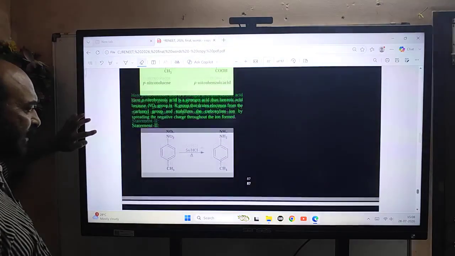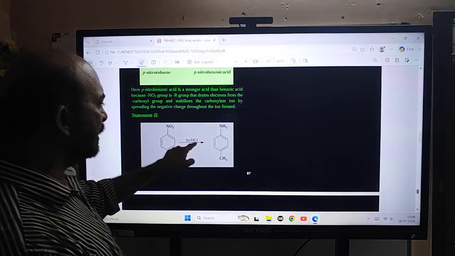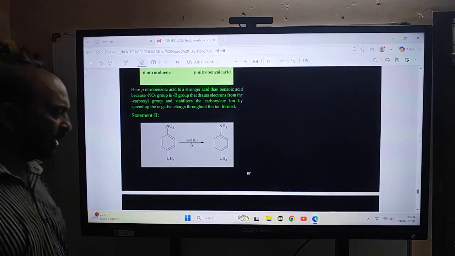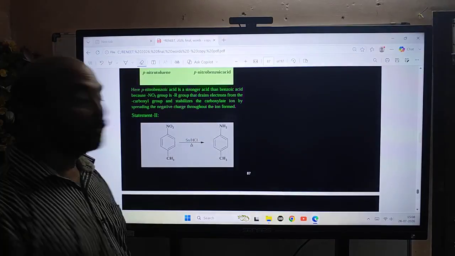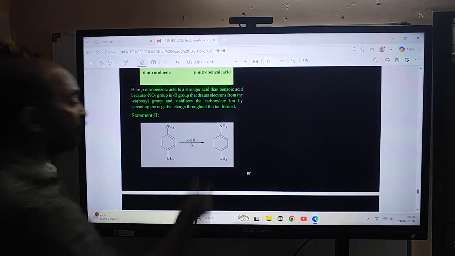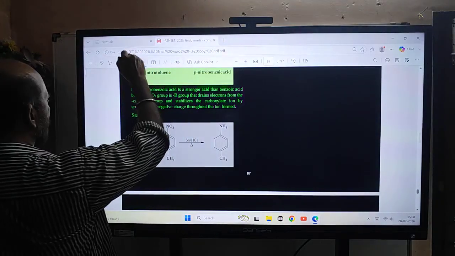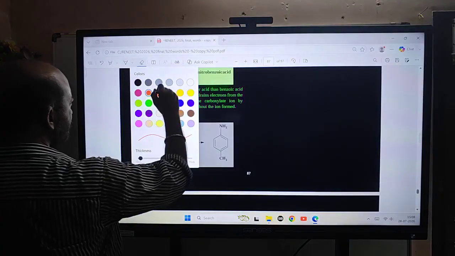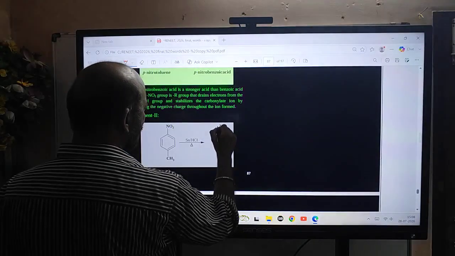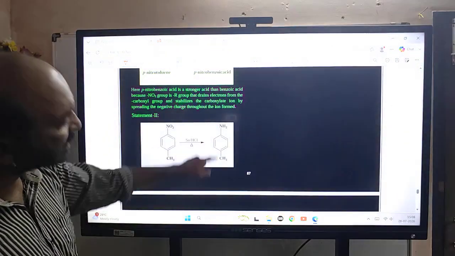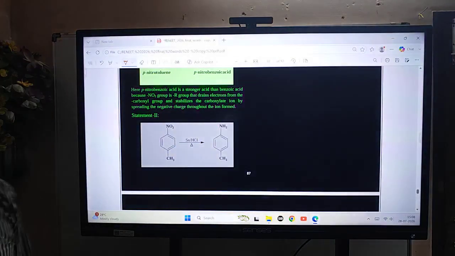Then about the basic strength. If you reduce this with tin and HCl, this NO2 group becomes NH2. We know that. And this aniline is more basic than aniline itself. Why? Because this NH2 has a lone pair on it whose availability is made more due to the electron releasing nature of the methyl group, isn't it?